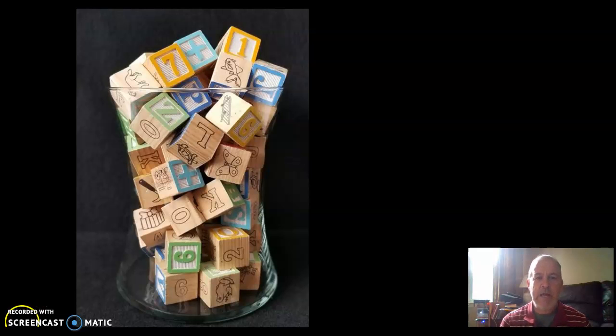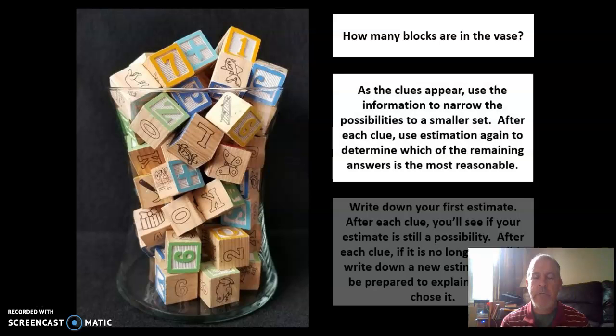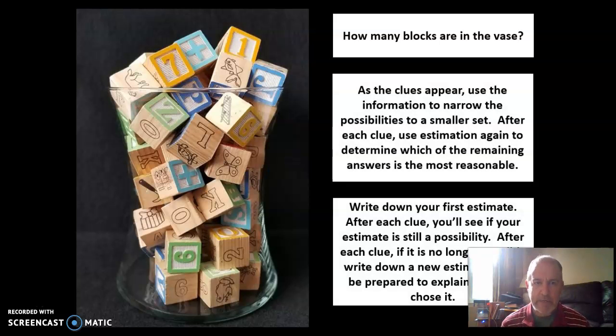Here we have a glass filled with wooden blocks. And again, you know what we're going to do. First, we want to estimate, or guess, how many blocks are in there. So think about the size of the blocks. They're all the same size. Think about the shape of the glass. I see some empty spaces near the bottom. So we're going to try and figure out how many blocks are in there.